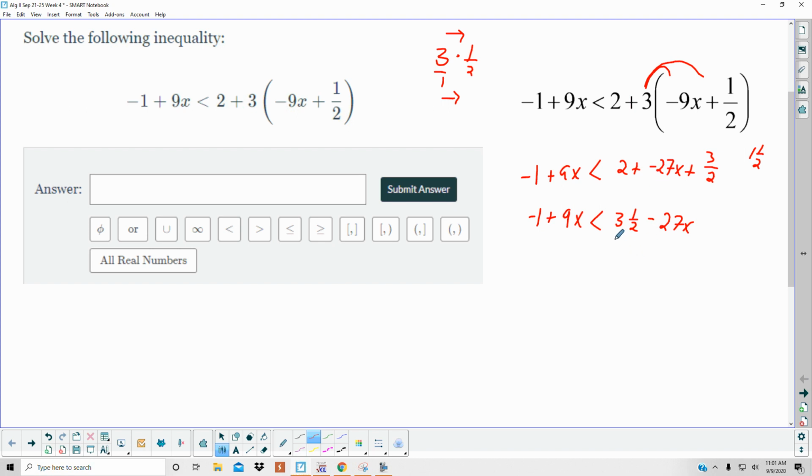Now I need to get everything on the same side. I need to get all the variables on the same side and all the numbers on the same side. So I'm going to cut this 9x off. So I have negative 1 is less than 3 1/2 minus 36x. So I've gotten all the variables on the same side. Now I need to get all the numbers on the same side. So I'm going to cut the 3 1/2 off both sides. So I've got minus 4 1/2 is less than negative 36x.